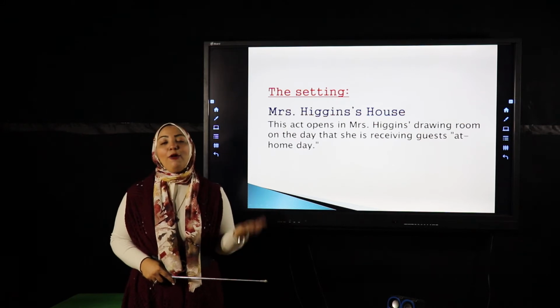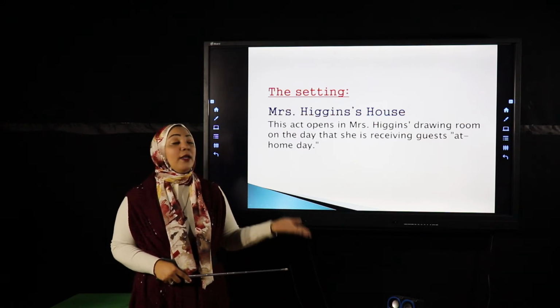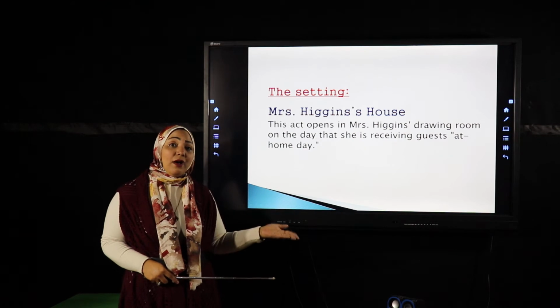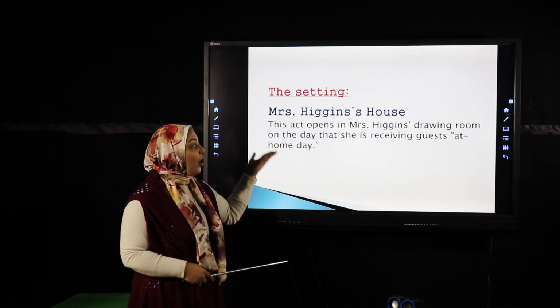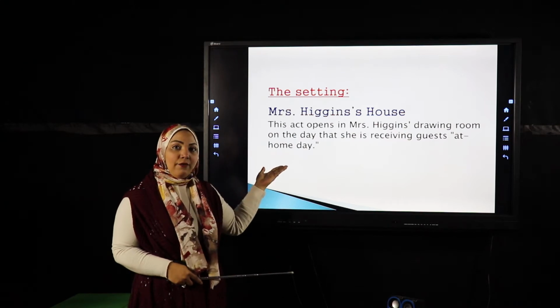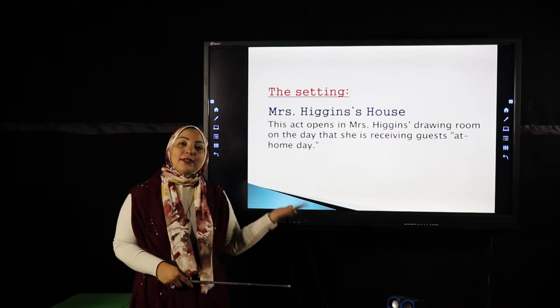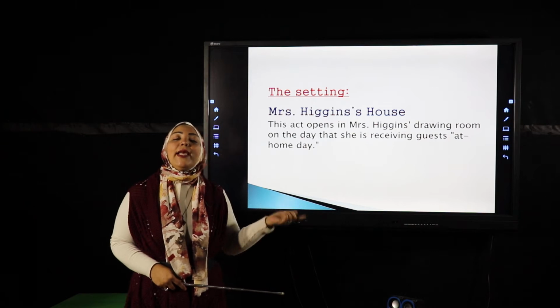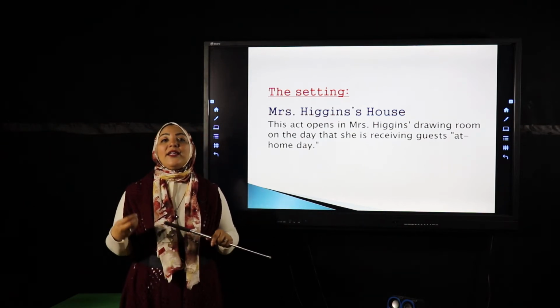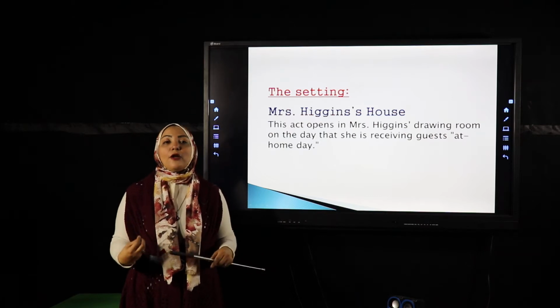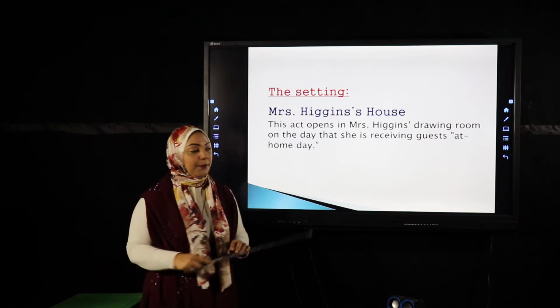He lacks them, although he belongs to the upper class. So his mother is complaining because she started to be worried. He visited her on her at-home day, and she's expecting some guests, so she expects that he will embarrass her in front of her guests because he is not decent enough and he is not genteel with people.